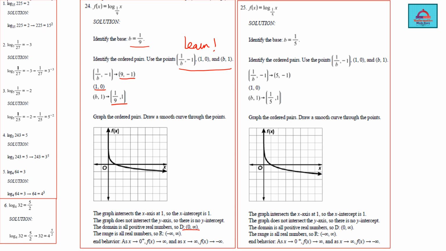The range is all numbers, which is positive and negative both, as you can see from the y-axis or your output. So minus infinity to infinity is the range. End behavior is the behavior of the graph towards the endpoints.